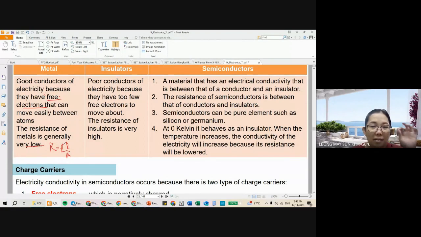Now, when the temperature increases, it will cause the resistivity to increase, and hence it will cause the resistance to increase. So in this case, when the temperature increases, the resistance increases, and the current that flows in the circuit will actually drop.